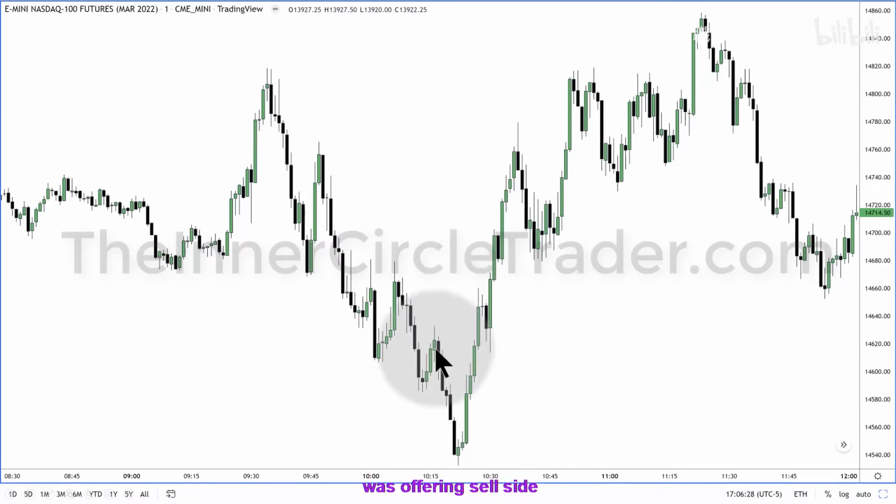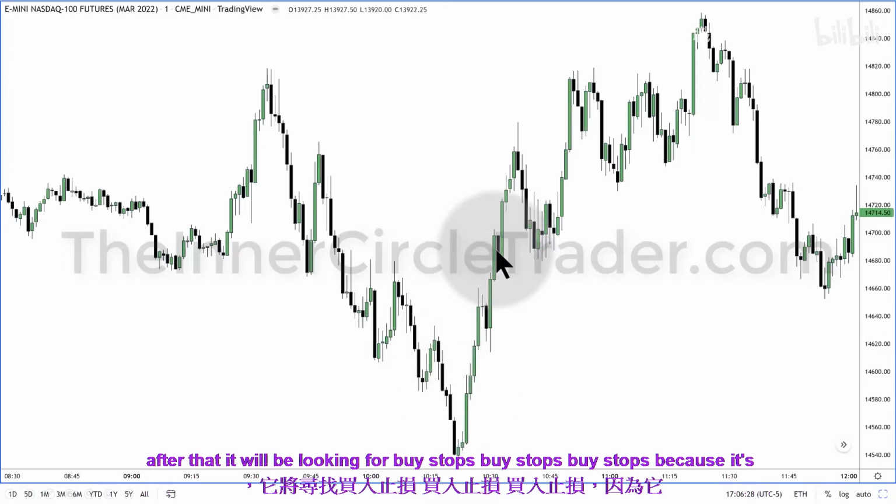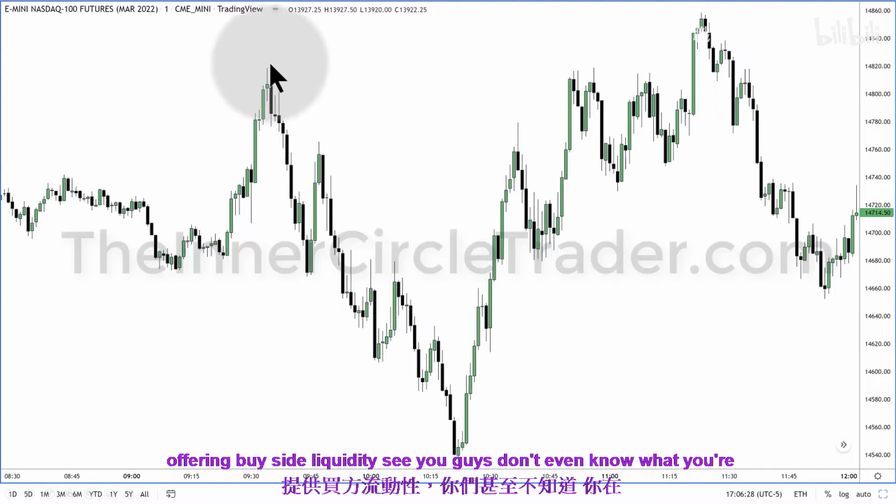Now it was offering sell side. When it goes above that opening, now it's offering buy side. What will it be doing after that? It will be looking for buy stops, buy stops, buy stops, because it's offering buy side liquidity.